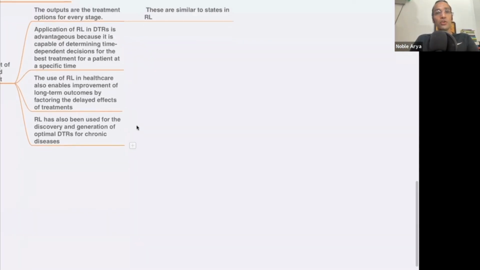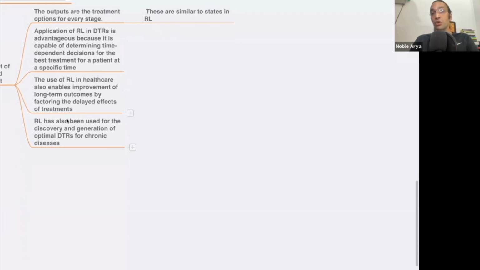RL has also been used for discovering and generating optimal DTRS for chronic diseases. You can use reinforcement learning proactively: if a crime is going to happen after 10 years, a machine learning algorithm will determine that and control it proactively. And after 10 years, if I'm going to have diseases, how? We need to work on that.